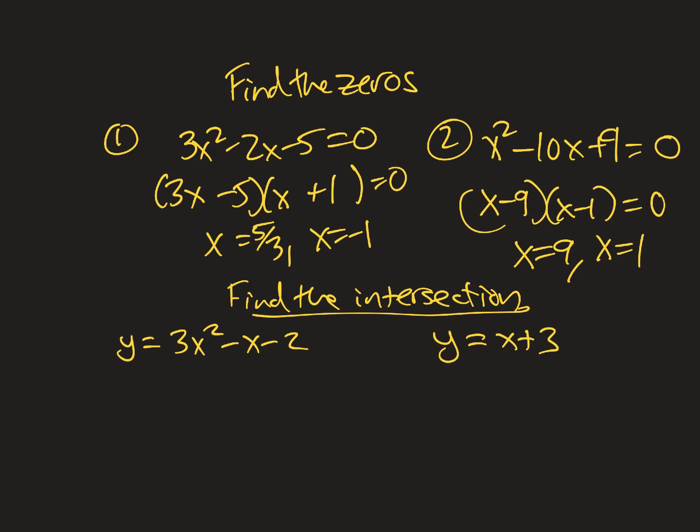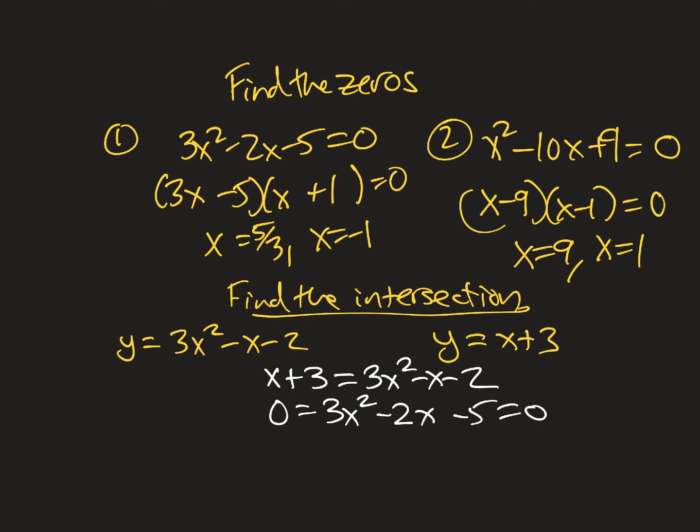So to find the intersection, they have to have the same x and y, meaning you're finding the points that are the same on both. So I'm going to set the y's equal to each other. In other words, x plus 3 equals 3x squared minus x minus 2. And how do you solve something like this? Okay, so bring to one side here. So we've got 3x squared minus 2x minus 5 equals 0. And so this should look familiar.